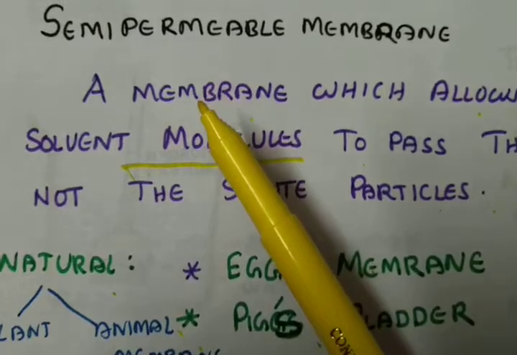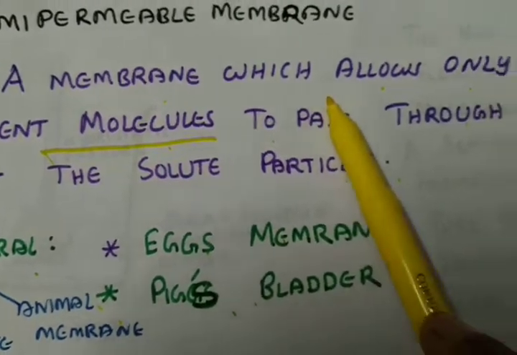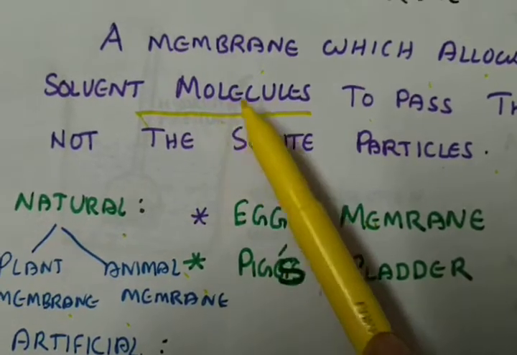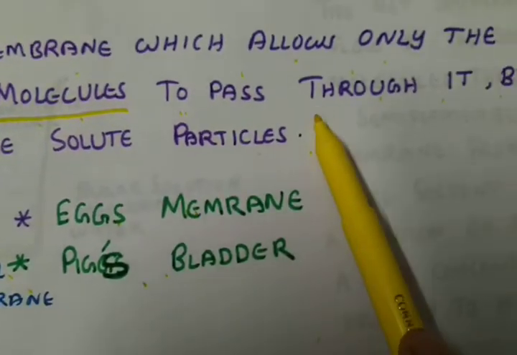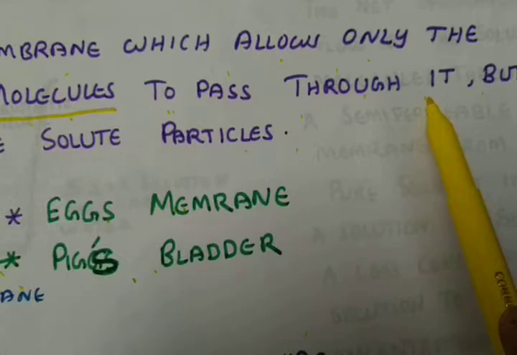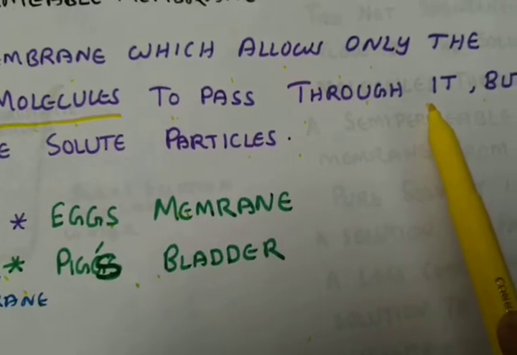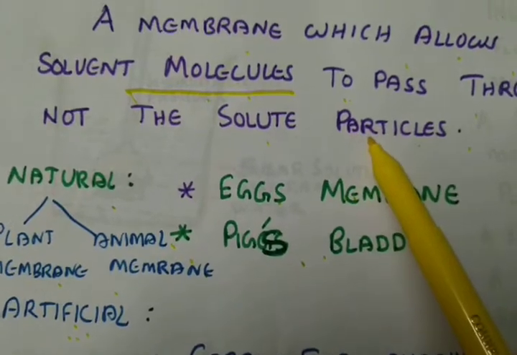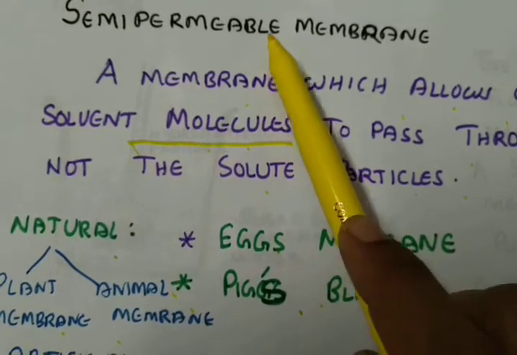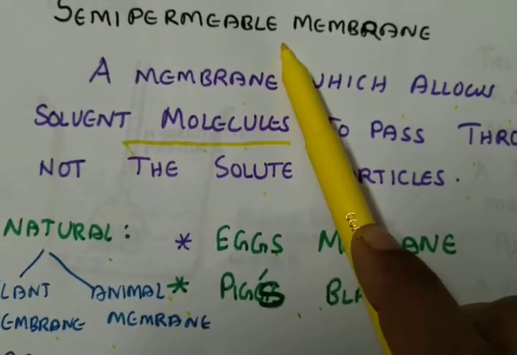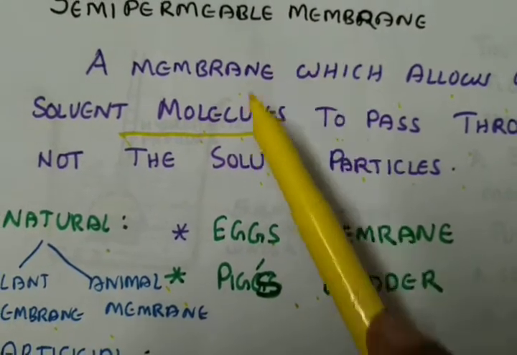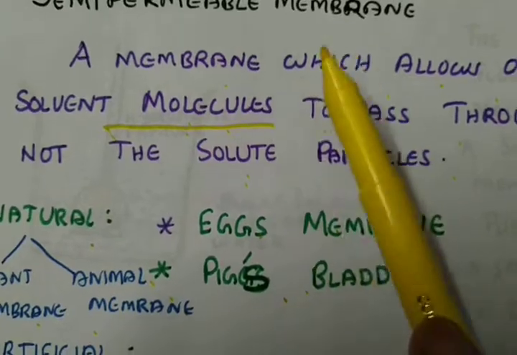Semi-permeable membranes are those membranes which allow only the solvent molecules to pass through, but not the solute particles. So, semi-permeable membranes are those membranes which pass solvent molecules into a solution and not the solute particles.